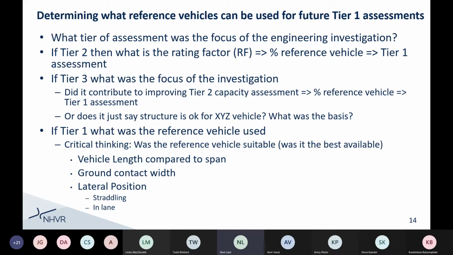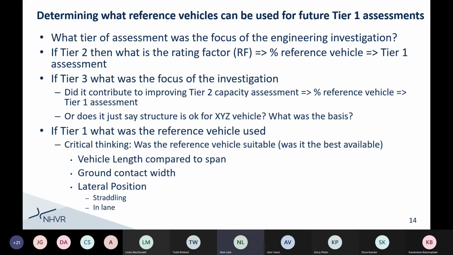So if it was a Tier 2, then what we're really looking for is the rating factor. That is the percentage of reference vehicle that is okay, and then we can use that percentage reference vehicle in future Tier 1 assessments. If it's a Tier 3, what was the focus of the investigation? Did it improve Tier 2 capacity assessment, or was it just investigating some other aspect of the structure?